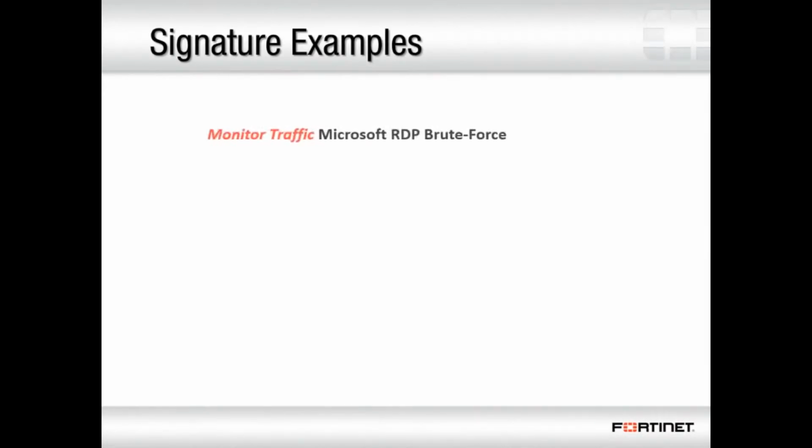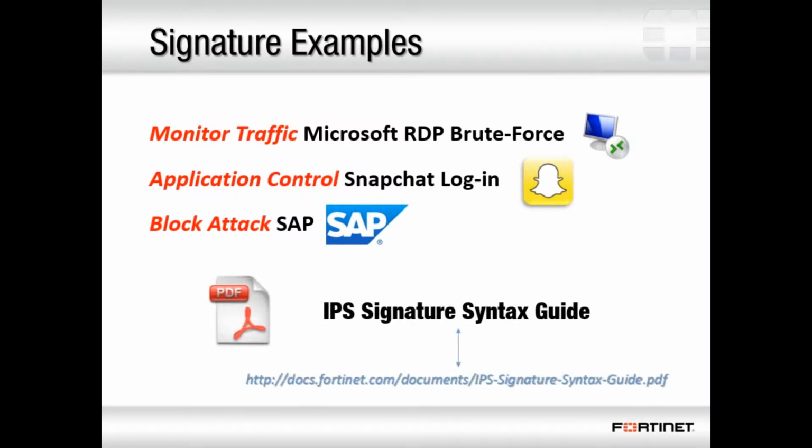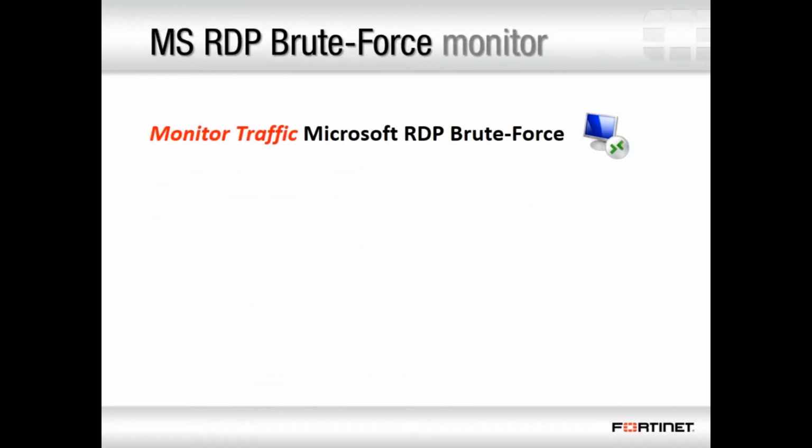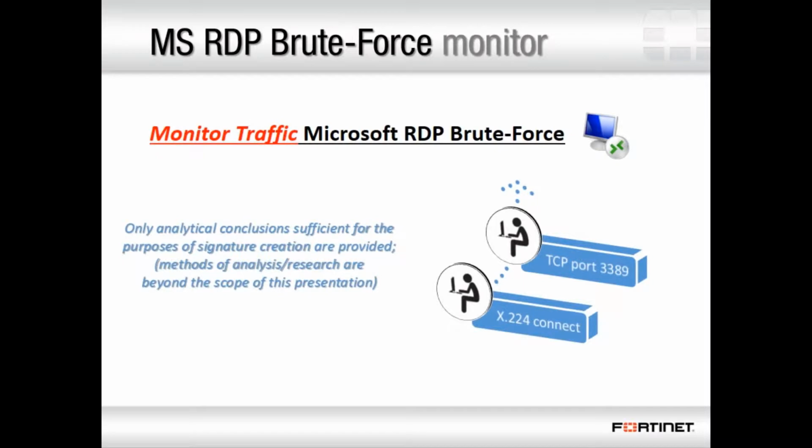3 examples are presented in this video to introduce IPS signature syntax. More detailed treatment of the IPS signature syntax is available in the accompanying PDF Guide to Signature Syntax. Our first signature will allow you to monitor remote desktop protocol brute force login attempts. The Microsoft RDP client connection uses TCP port 3389 with the X224 protocol, so we'll create a signature matching for these criteria.